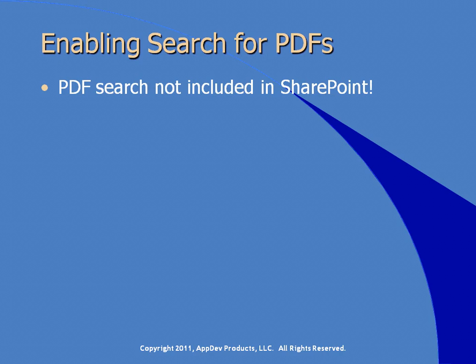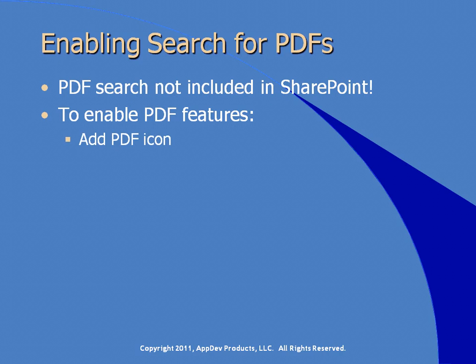PDF search is not included in SharePoint. One of the most popular document types out there, and it's not included, although it's not complicated to add it to the farm. To enable PDF features, you have to add the PDF icon, install the Search IFilter, and you download that from the vendor. For instance, in this case, we would download it directly from Adobe.